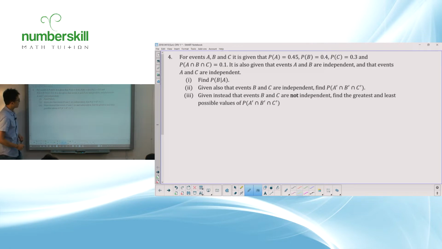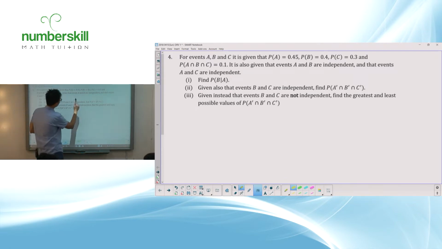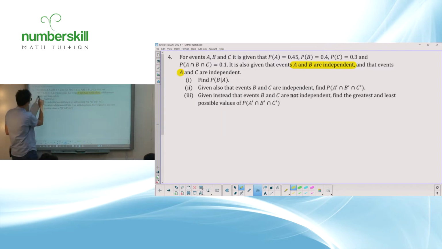Okay. All right. Let's read through. So you have events A, B, C, which are given like that, and then A intersect B intersect C is given. All right. So A and B are independent. Okay. So these are the little bits and pieces of information that we know. A and C are independent. So find P(B given A). This is only 1 mark. So thank goodness for that, because it's actually pretty easy.